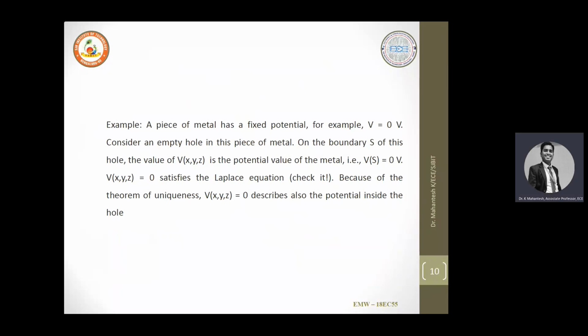Example: a piece of metal has a fixed potential V is equal to 0 volts. Consider an empty hole in the piece of metal. On the boundary S of this hole, the value of V is the potential value of the metal. V equal to 0 satisfies the Laplace equation, and because of the uniqueness theorem, V equal to 0 describes also the potential inside the hole. That means the solutions obtained are identical or unique.